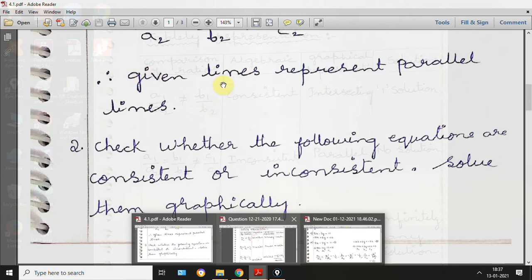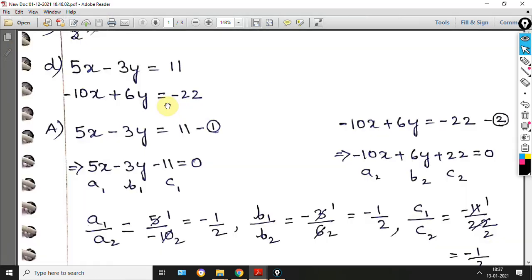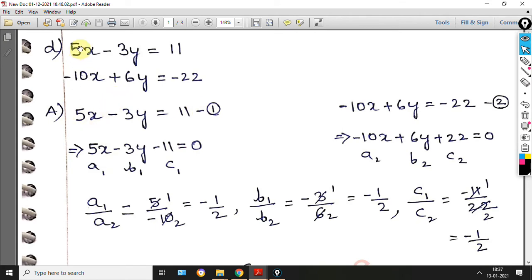5x minus 3y equal to 11, minus 10x plus 6y equal to minus 22. So what we are doing, we are writing the equations he gave as they are: 5x minus 3y equal to 11, and putting that as equation number 1. Next, what is the second equation? Minus 10x plus 6y equal to minus 22. And we are putting this as equation number 2.